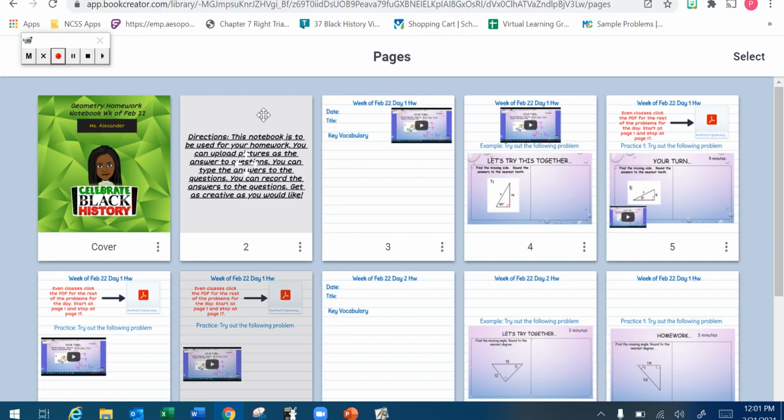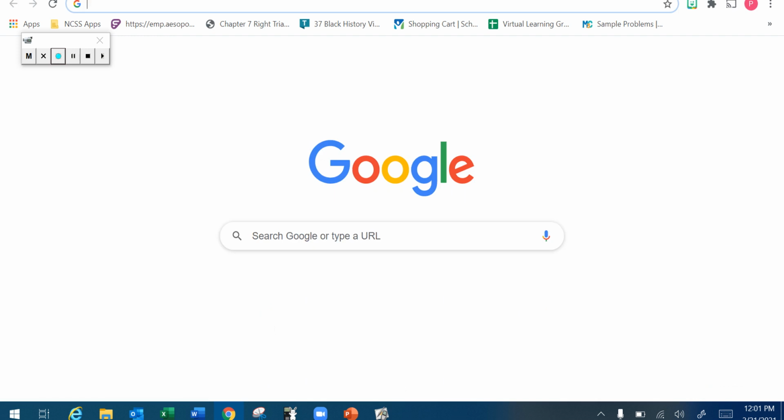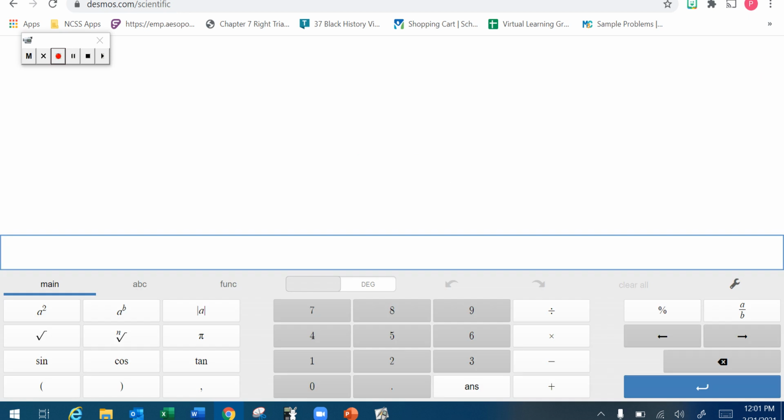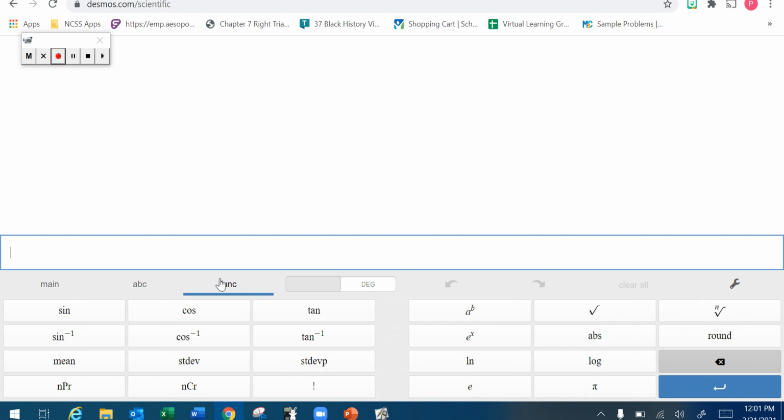So you're going to go to Desmos. So I'm going to write Desmos scientific calculator in there. And I want to be able to put a fraction in, but first, you see how you don't see the inverse button, or that little -1? You're going to push function, and then you're going to get the sine inverse symbol, and remember, use inverse to find the angle.